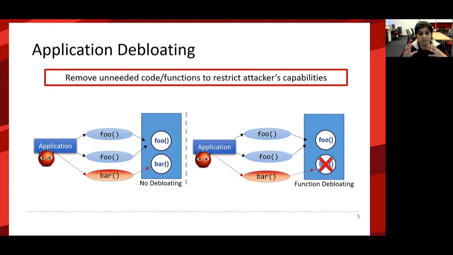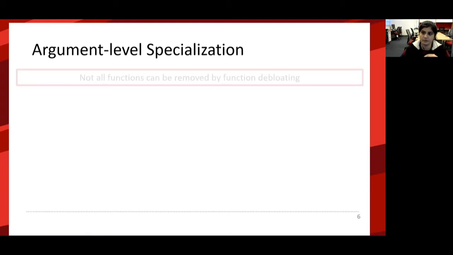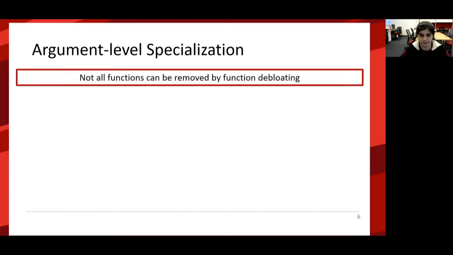Now, this reduction of attack surface could be at many different levels: a full function, as in the example here, or maybe smaller instruction sequences. As we saw in the previous slide, not all functions can be removed by function debloating. Case in point, the function foo there.